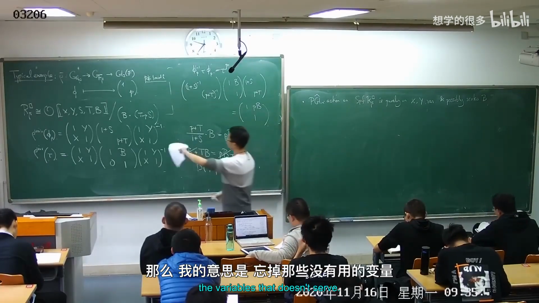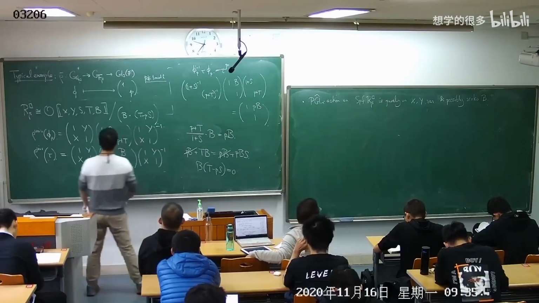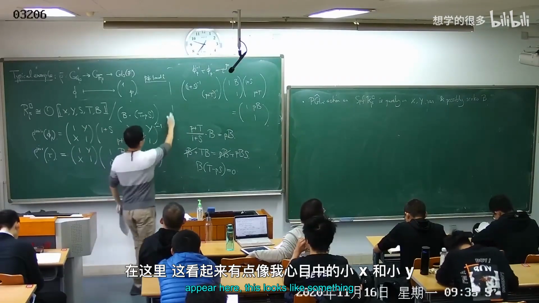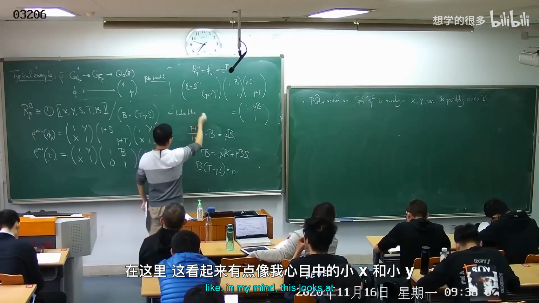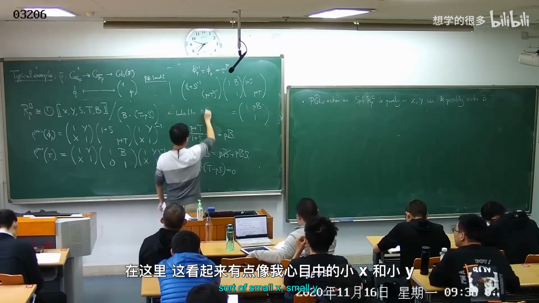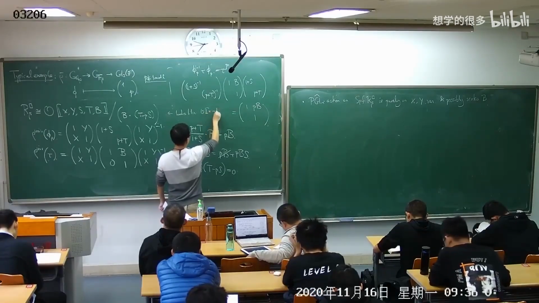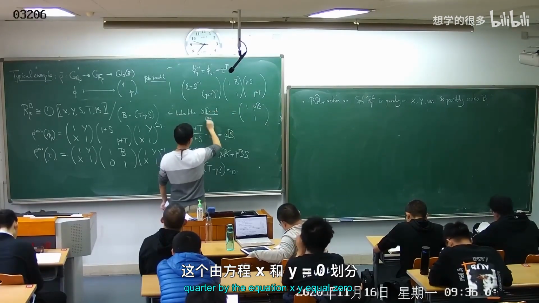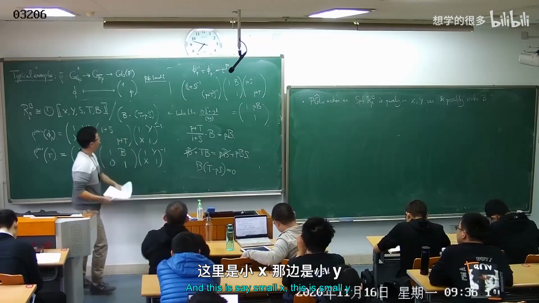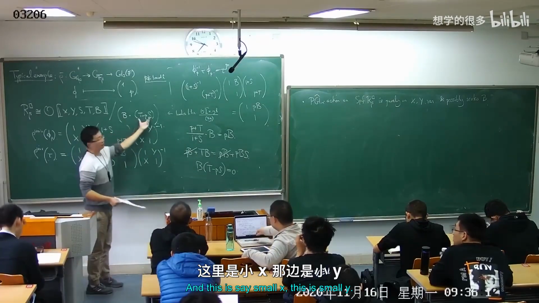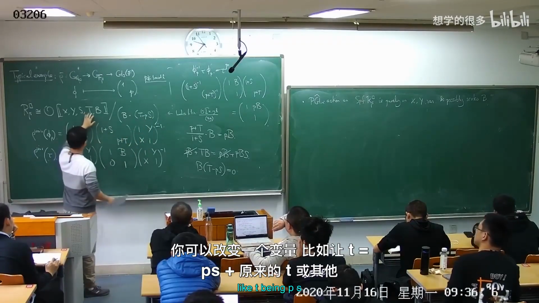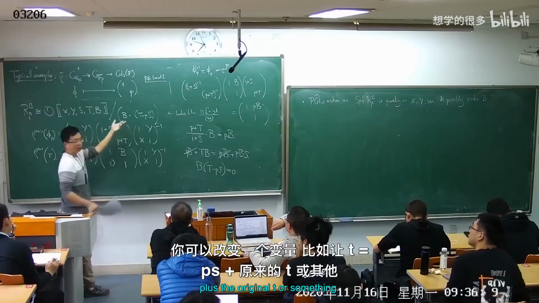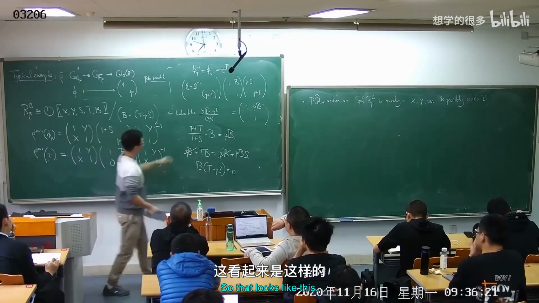Forget about the variables that don't appear here. This looks like something like small x, small y, quotient by the equation xy equals 0. This is small x, this is small y. All linear terms, you can change a variable, for example t being ps plus the original t or something. So that looks like this.